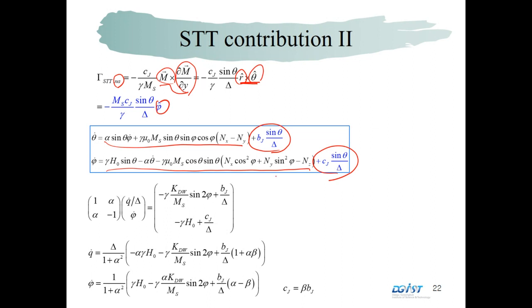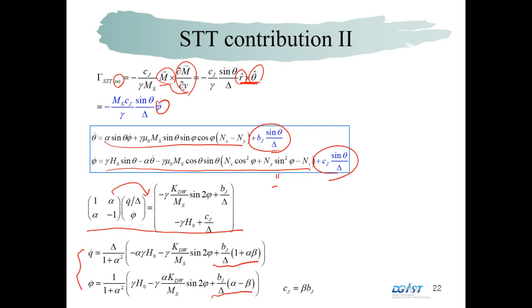So let's think about that. Zeta is pi over 2, and introduce the domain wall anisotropy energy again. We can rewrite the whole equation in this simple form here. Or if you take the inverse matrix form, you can obtain this relation.